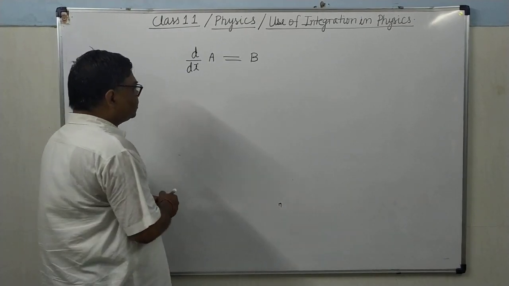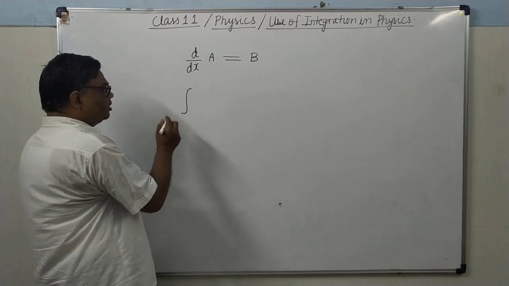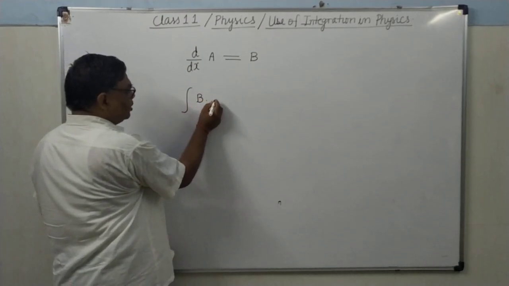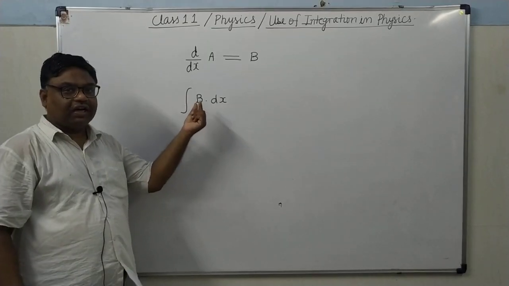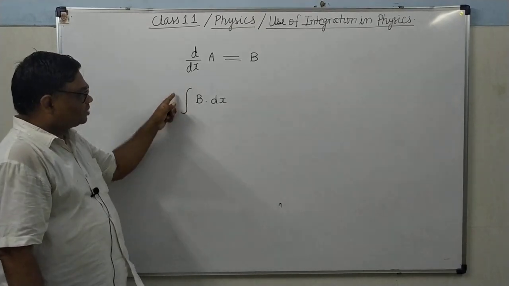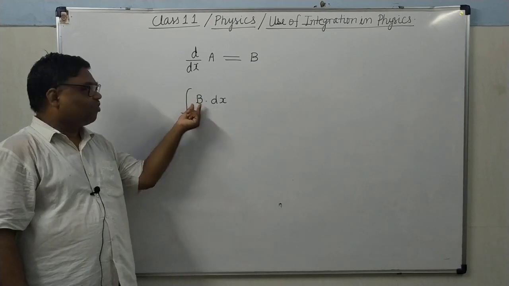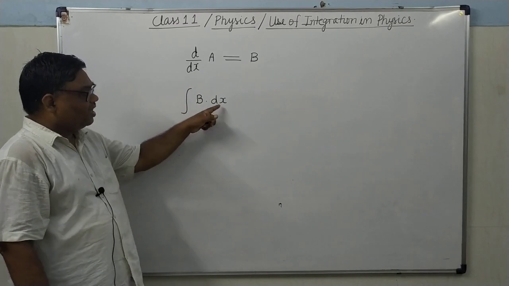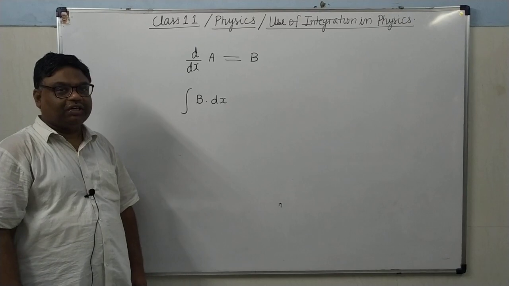And how will you write this thing? It will be written in this way. This is the sign of integral. So integral B dx. It's clear? Here it is signifying that B is being integrated with respect to x. In between the sign of integral and dx, we will put that function which is to be integrated. In between this sign and dx, we will put this function B which is to be integrated.